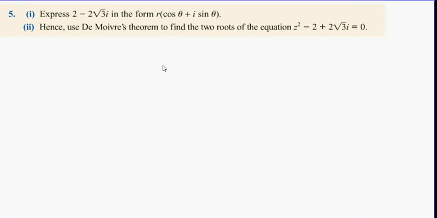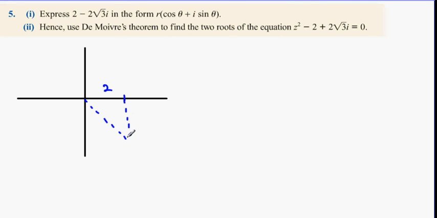Express 2 minus 2 root 3 in the form r cos theta plus i sine theta. So what we're going to do is we're going to draw, once again, just draw our axis. Now we're going to go for 2 across, which is here, and then minus 2 root 3 down, which is going to be around here. And then we can draw our value here.